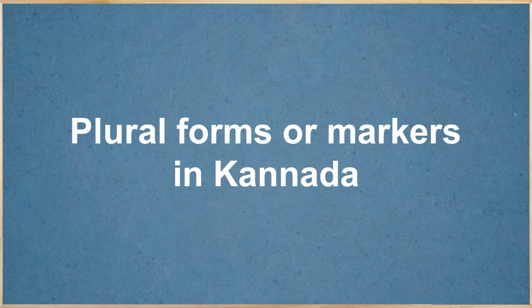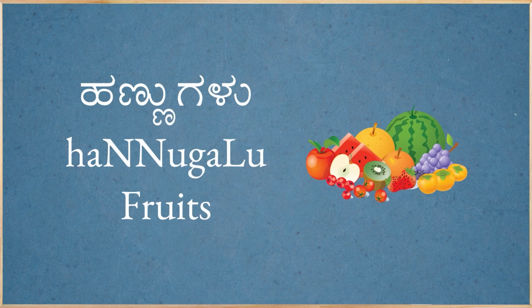Now, moving on to today's class, our focus will shift to plural forms or markers in Kannada. This is a vital area that helps us understand how singular nouns are transformed to indicate more than one entity. Let us start by examining the rules and the patterns associated with the plural formation in Kannada. Shall we begin? In our previous classes, we discussed some examples for plural phrases such as Hannugalu, fruits. Now, let's learn more about these forms in detail.